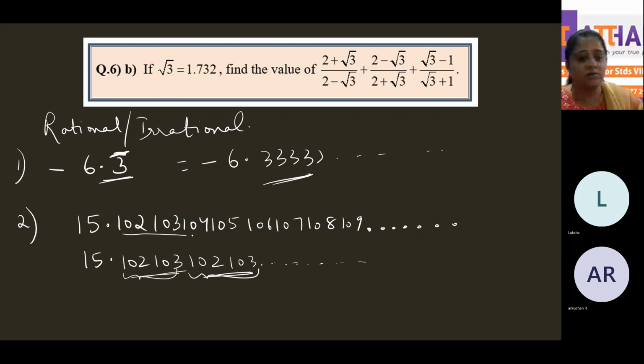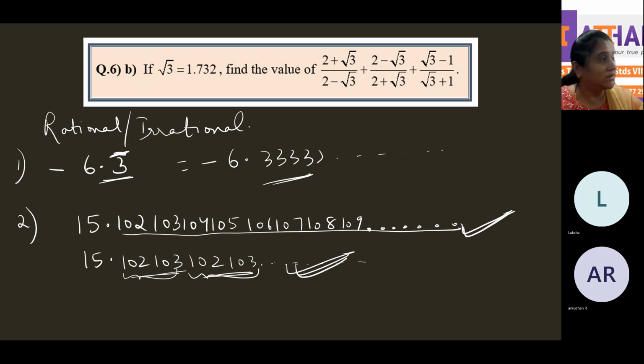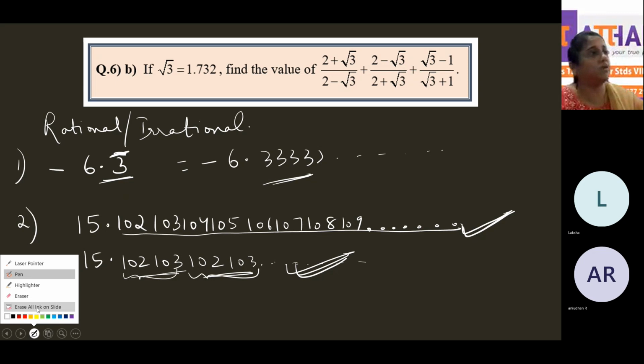But here 102, 103, what is repeating? Nothing is repeating. This one is a non-terminating, non-repeating decimal. So it's an irrational number. This one is a non-terminating, repeating decimal. So it's a rational number. Kamalika is confused, right? You should watch the videos before you come to the class on Friday.